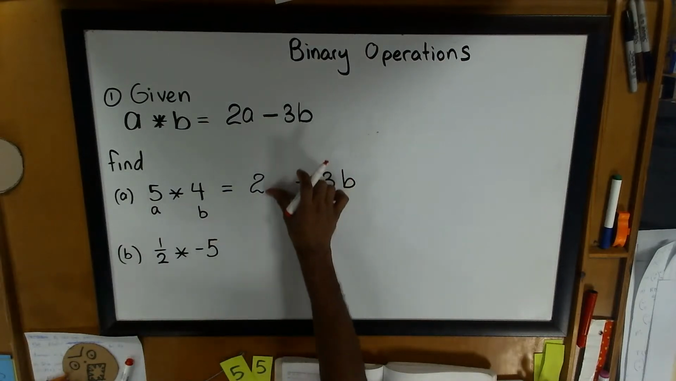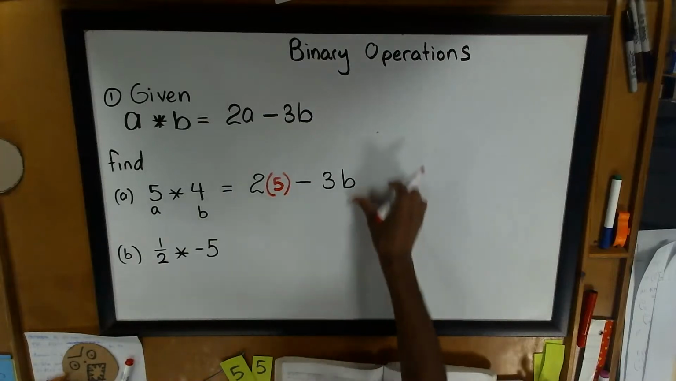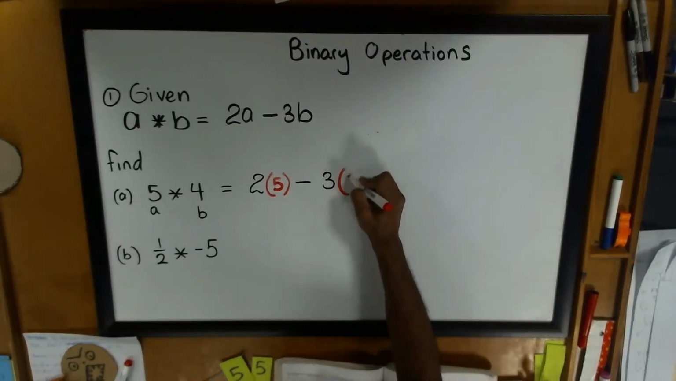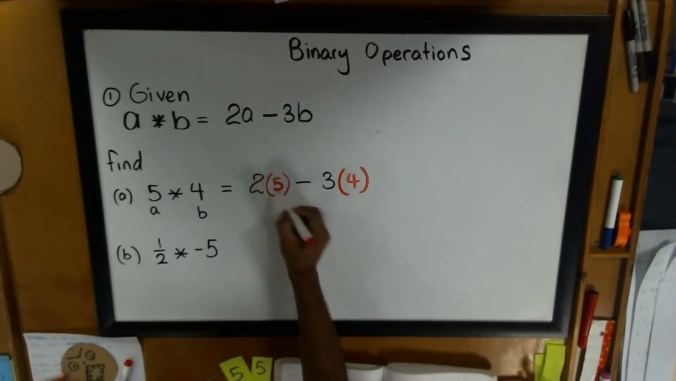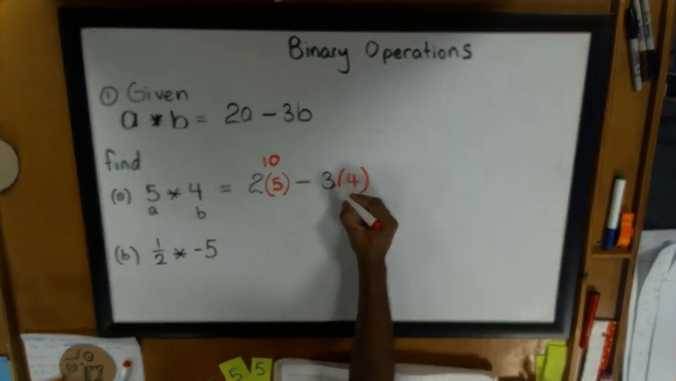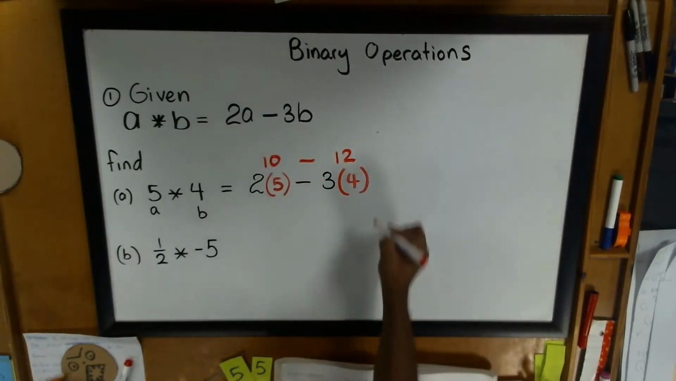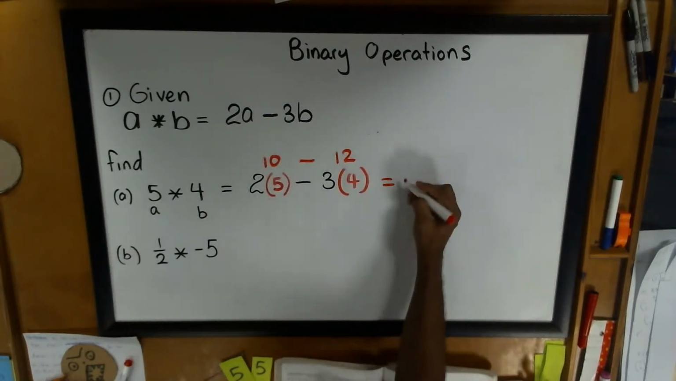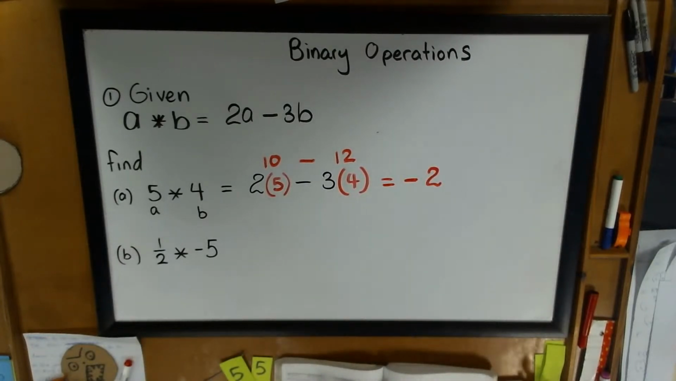That's all. So I'm going to erase the A and replace it with 5. Erase the B and replace it with 4. But you notice something, guys. When I replace something in maths, I put it in brackets. So let's work this out. 2 by 5 is 10. 3 by 4 is 12. And you have a minus sign in the middle there. 10 minus 12 is minus 2. That's the answer. That's all they wanted.